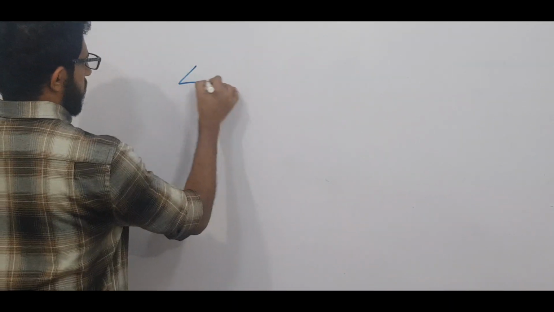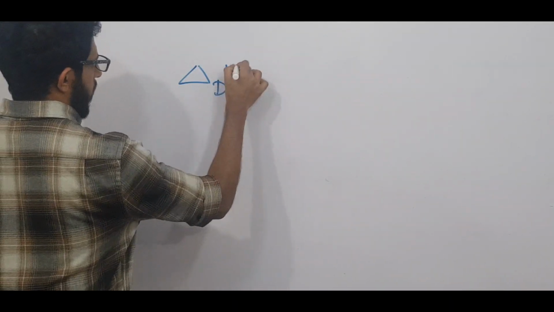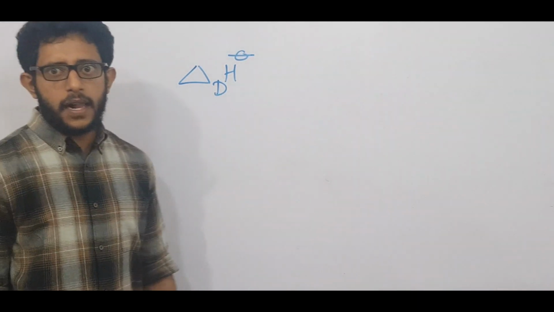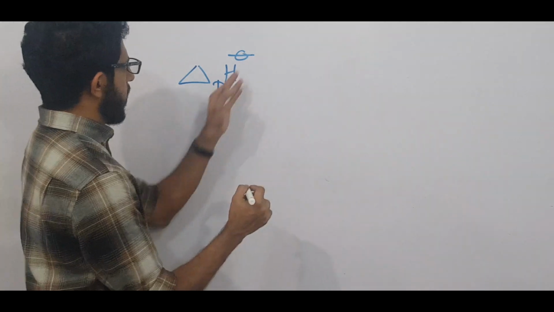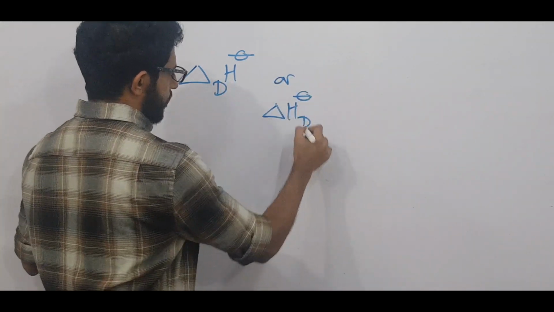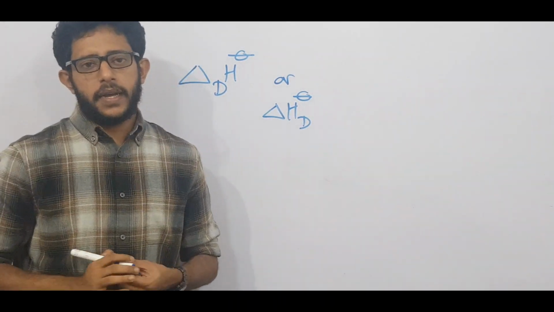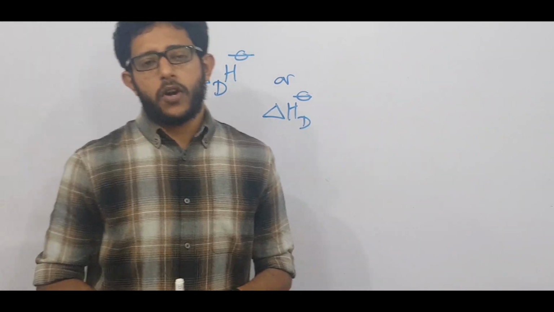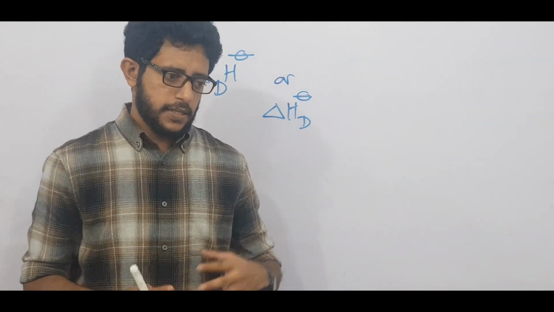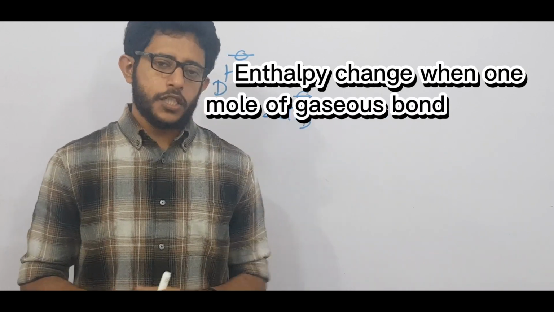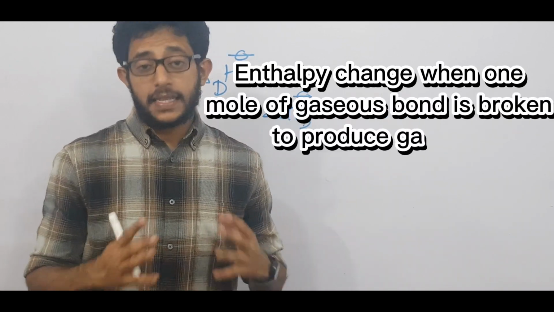Right. First we look at the simple use for standard enthalpy change of bond dissociation, or standard bond enthalpy. This is commonly given as ΔH standard, or we can take it as ΔH standard D. This is commonly the enthalpy change for the bond dissociation. The definition for the bond dissociation is given as the enthalpy change when one mole of gaseous bond is broken to produce the gaseous atoms.